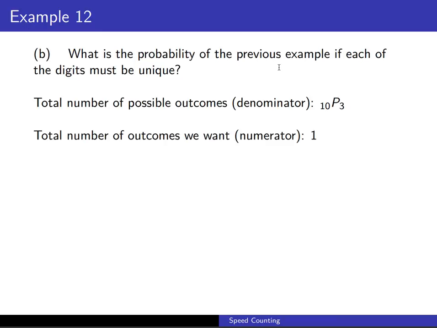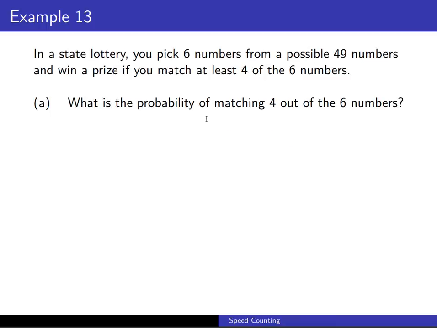We still only have one number that's going to work, so we only have one value in the numerator. So now our probability is 1 out of 720. So our chances of guessing correctly actually did go up because 1 out of 1,000, our first one, is less than 1 out of 720. So that's, in this case, it's less secure if you're not allowed to repeat the digits.